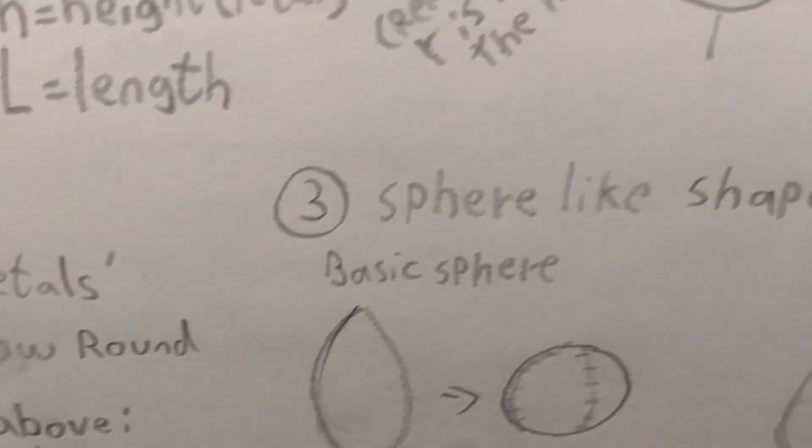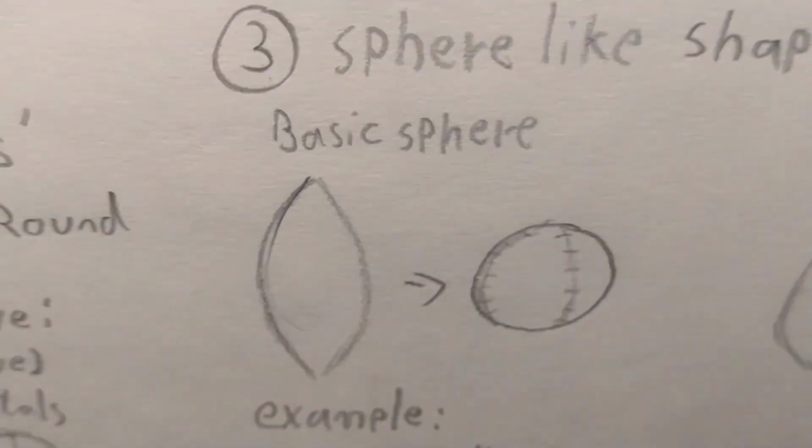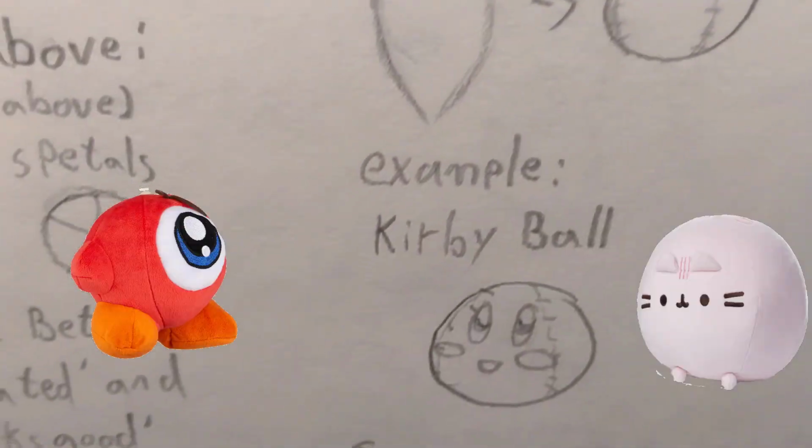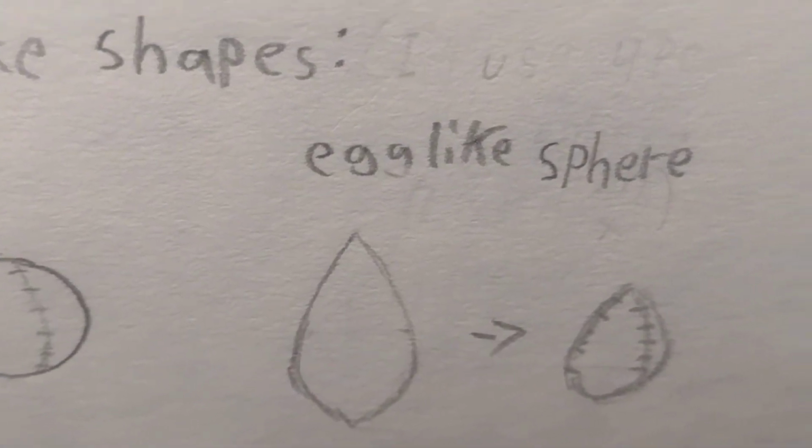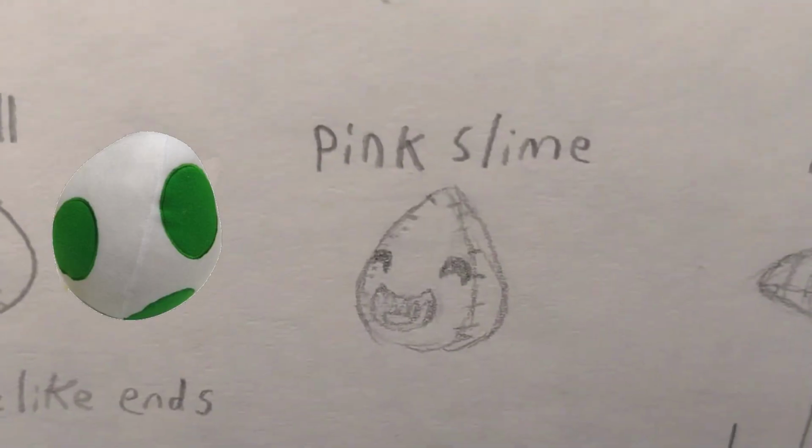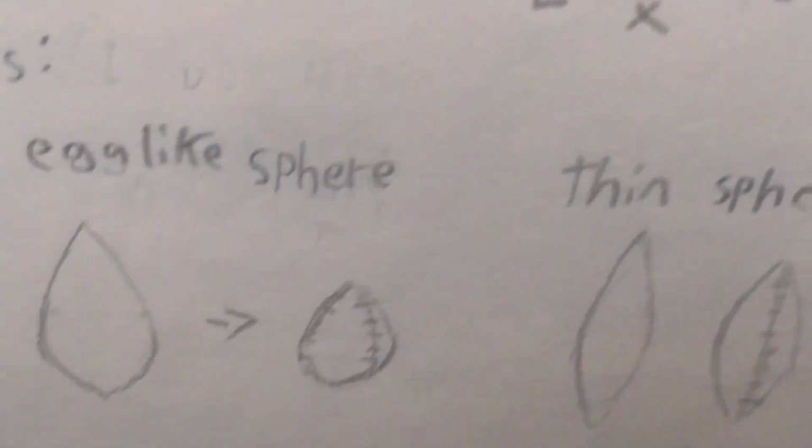Part 3, Sphere-like shapes. A normal petal will make a normal ball. We could use this ball to make, for example, a Kirby plush. If we make an end more round and shorter, it'll make an egg-like shape. We could use this to make a pink slime from Slime Rancher.